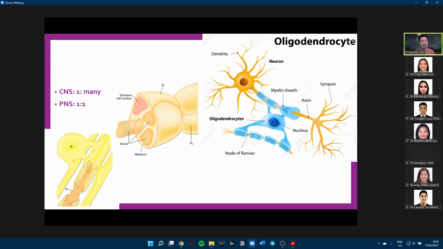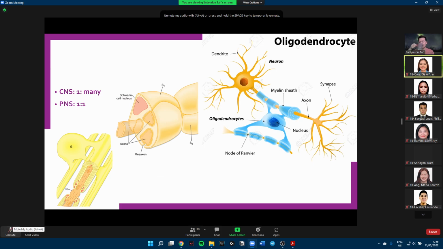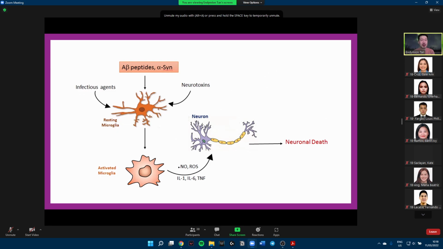Unlike in the peripheral nervous system, one Schwann cell, one axon. So 1:1, parang nag-tutor, isang teacher, isang student. So very effective siya. So if you have an injury to the axon in the peripheral nervous system, most of the time, the outcome or the prognosis is very, very good. Do you understand? Good. Okay, let's proceed. Now, microglia.